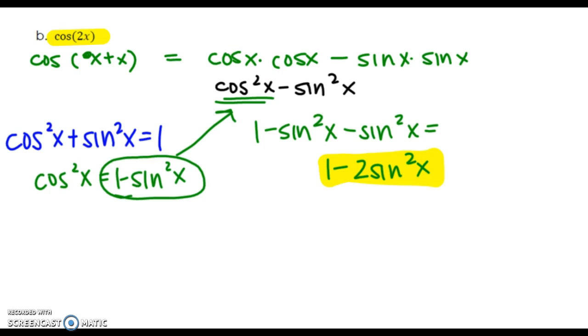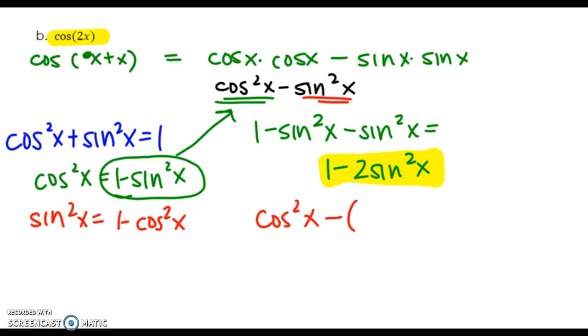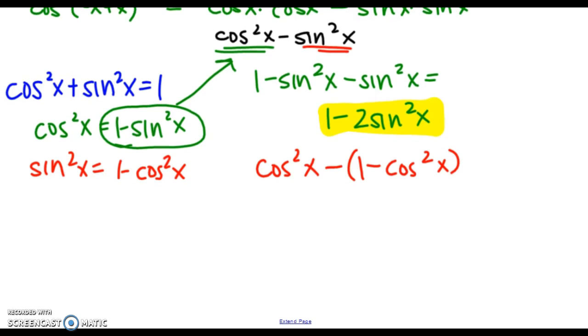The other thing we can do is maybe we decide that we want to get rid of this sine squared of x. So now I'm going to have this cosine squared of x, subtract, instead of sine squared of x, we're going to say 1 minus cosine squared of x. This is going to go in and become, distribute that negative through, so this is 2 cosine squared of x minus 1. So that's another identity that we could use instead.